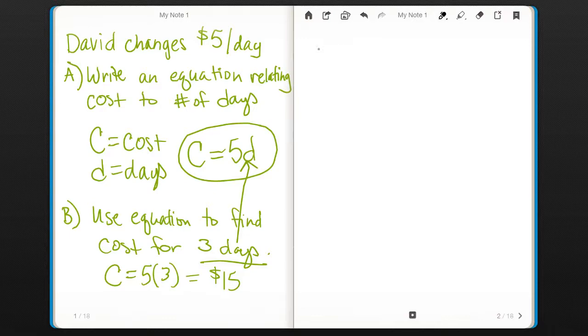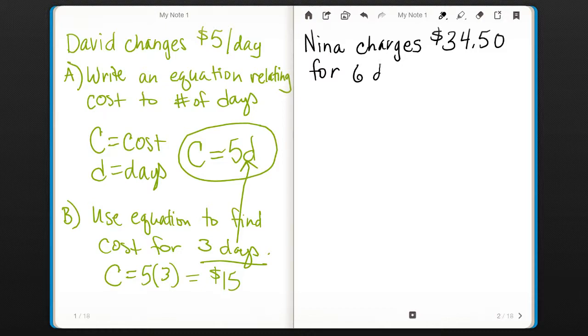Well, in this situation, there's a girl in the neighborhood, Nina, and she also has a pet sitting business. But she goes around and advertises that she will charge $34.50, or maybe she doesn't advertise this, but for 6 days for pet sitting. Now let's see how would we find out, first of all, if we wanted to find out who had the better rate?